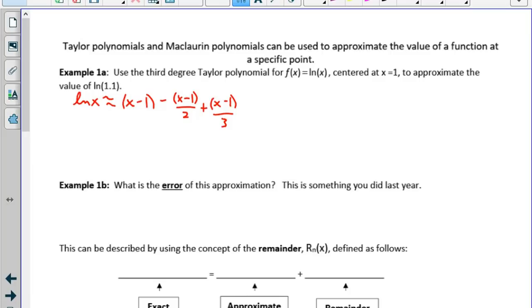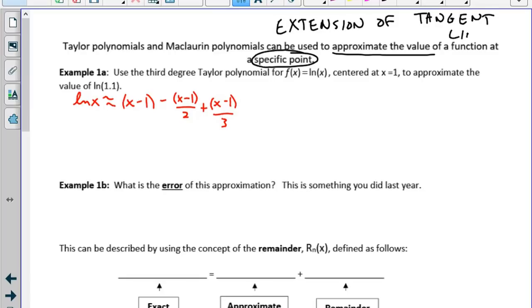All right, now let's move along to some examples that get to error in Taylor polynomials and Maclaurin polynomials. So example 1a, use the third degree Taylor polynomial for natural log of x centered at 1 to approximate the value of natural log of 1.1. So we could actually approximate values at a specific point. This is something that we talked about because this is, once again, really an extension of tangent lines beyond just a linear format. So this is going to be a third degree polynomial.